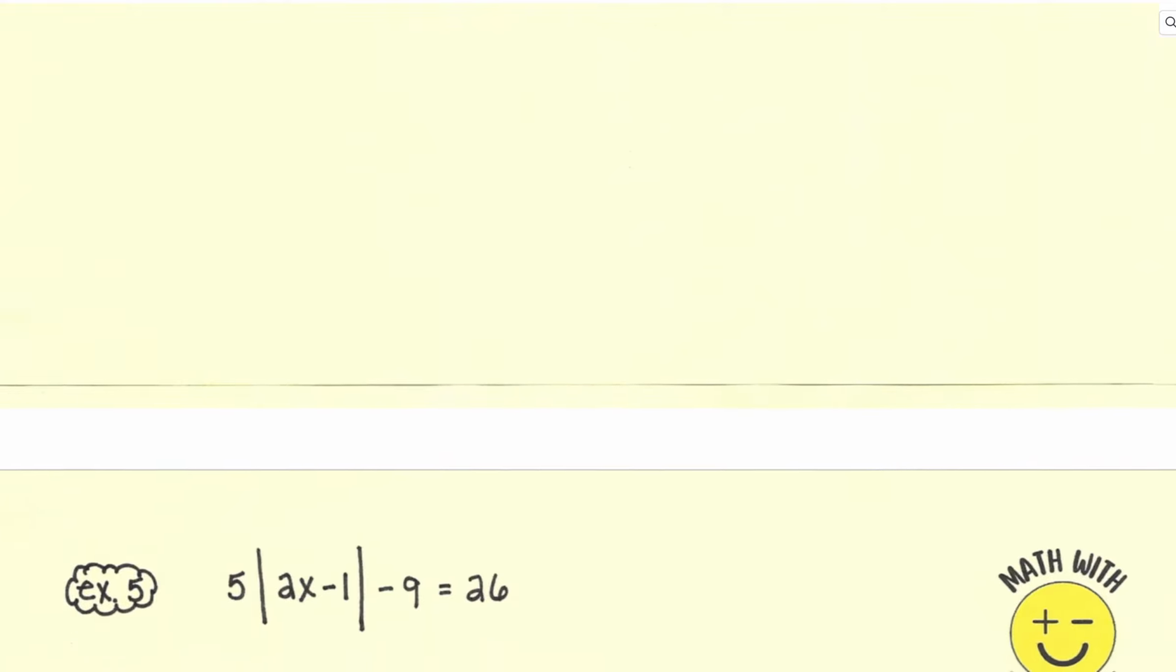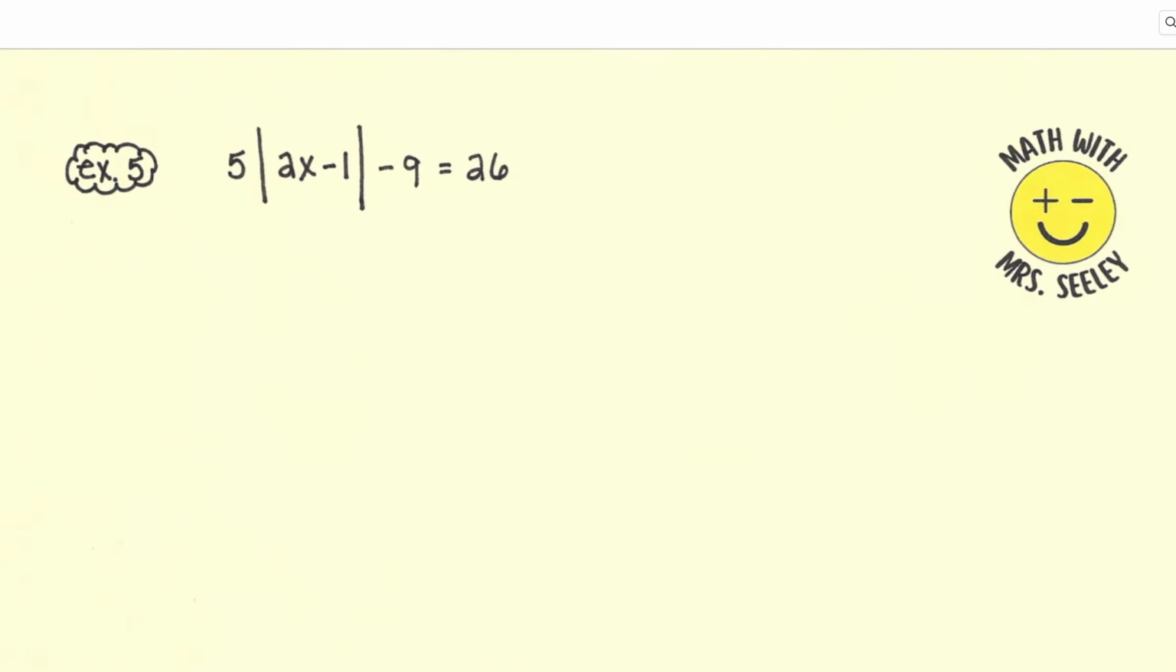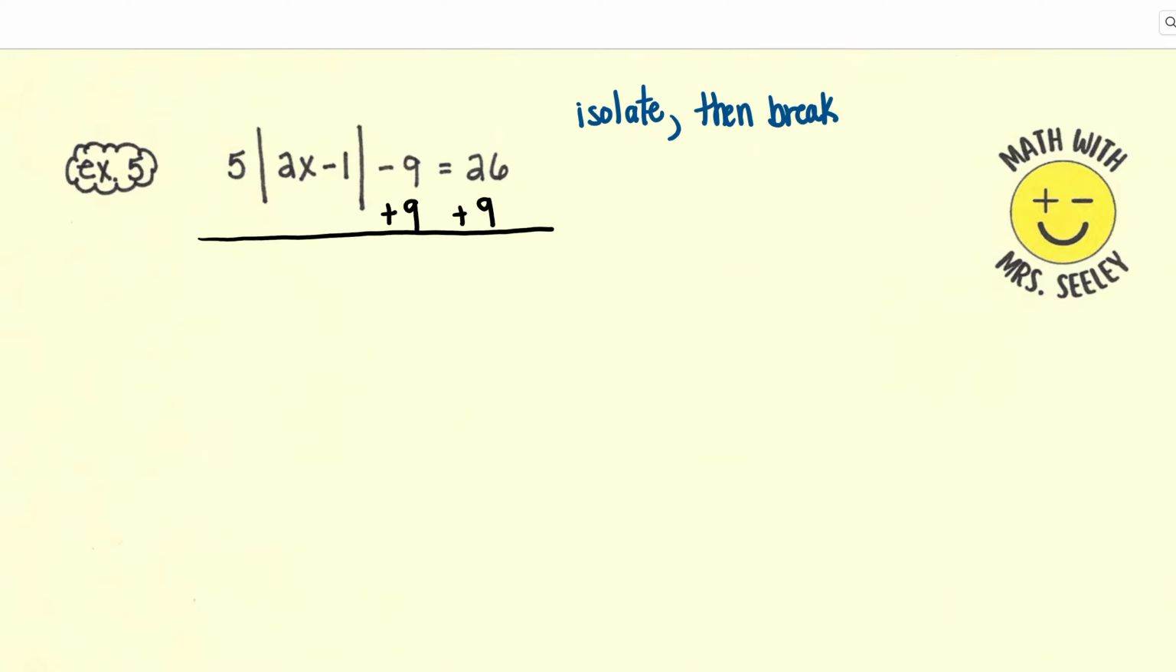Example 5. All right, we know what we have to do first. First, we have to isolate. And when we do isolate, then we want to make sure it's equal to a positive, and if it is, then break. Isolate, then break. So on this one, I'm going to add 9 to both sides, and that's going to give me 35.